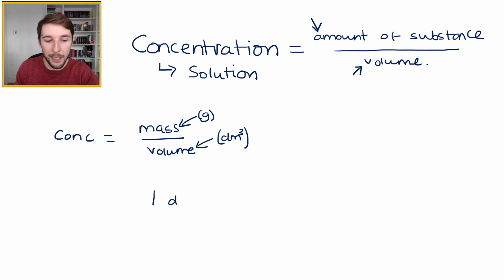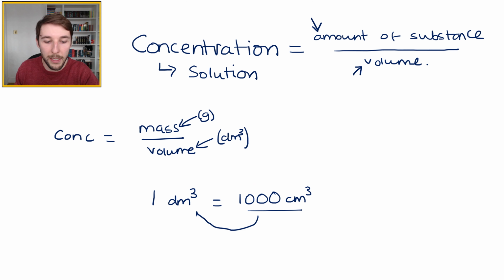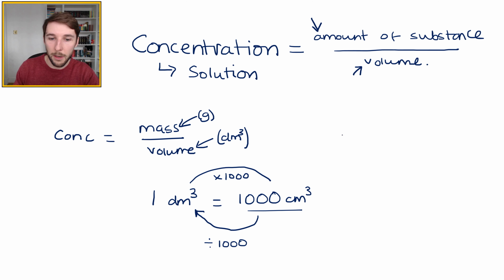Well, 1 cubic decimeter is the same as 1,000 centimeters cubed, or cubic centimeters. So if you were given a quantity in cubic centimeters, to get it into cubic decimeters, what you'd need to do is divide that by 1,000. If you had a volume in cubic decimeters and you wanted to convert it to cubic centimeters, you would need to multiply that by 1,000. So that conversion is absolutely essential if you're going to be calculating concentrations that have per cubic decimeter as its units. So let's do an example quickly.